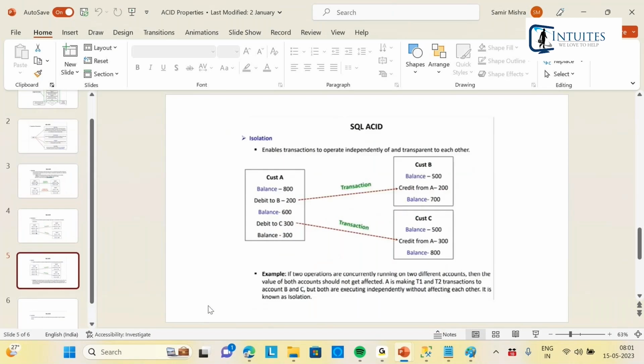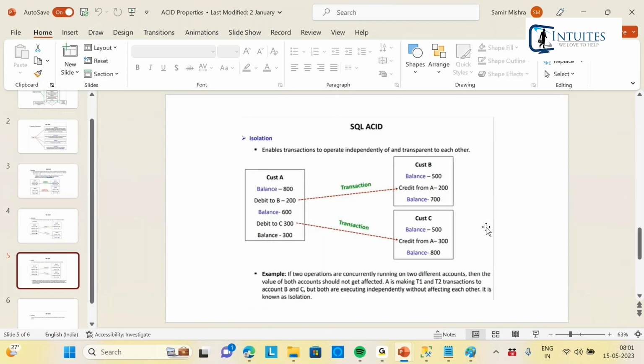Now the isolation. Isolation enables transactions to operate independently and transparently to each other. It means that customer A, you are transferring to the customer, okay, and until the transaction has happened and the amount is deposited to customer B, customer B should not know what exactly the transaction is. Customer B should not know how much I am sending, unless it is my friend and he should know what I am transferring.